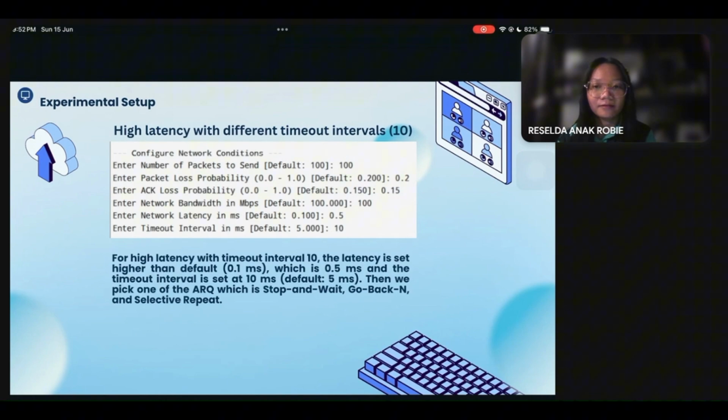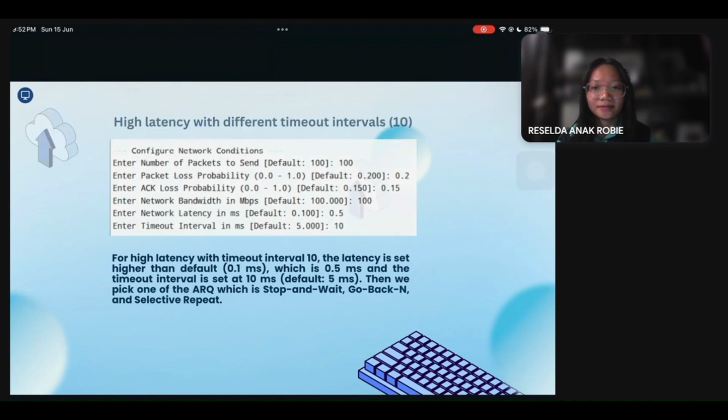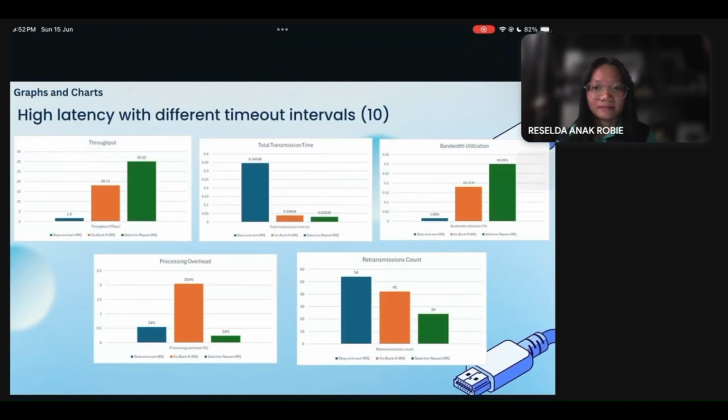I will continue to present our last three results. The first one is high latency with different timeout intervals. For high latency with timeout interval 10, the latency is set higher than the default, and the timeout interval is set at 10 milliseconds, while the default is 5 milliseconds. Then we pick one of the ARQ protocols: stop and wait, go back N, and selective repeat. This is the graph shown for timeout interval 10. We have 5 graphs.